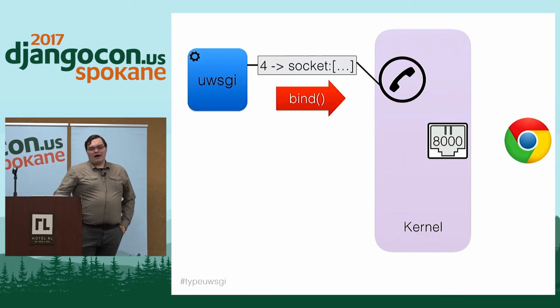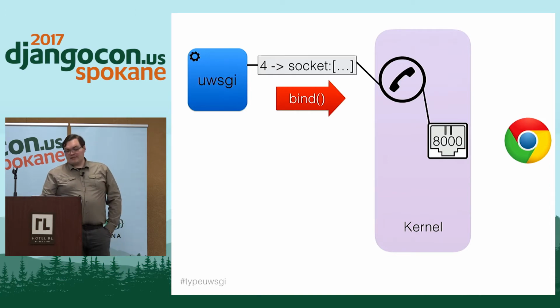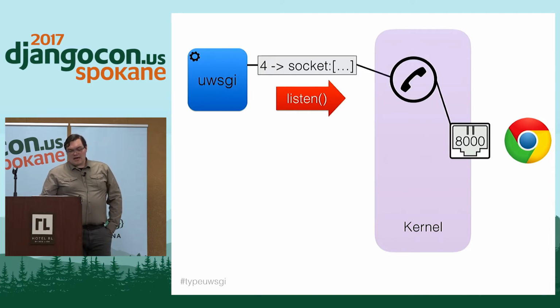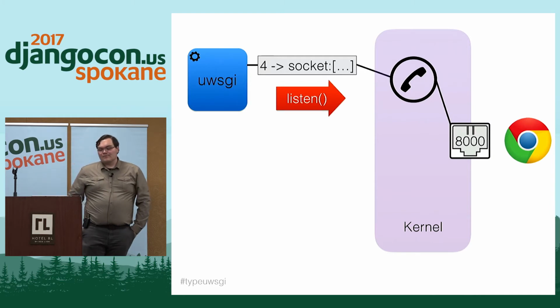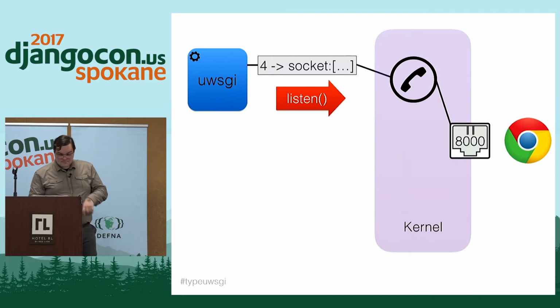uWSGI then calls bind, and what bind is going to do is going to tell the kernel, hey, I've created this socket, please connect this socket to the port that I specify, so it's connected to port 8000. And then uWSGI is going to call listen. What listen is going to do is it's going to tell the kernel, okay, everything's set up, ready to go, please expose this port 8000 to the outside world so that I can start accepting connections.